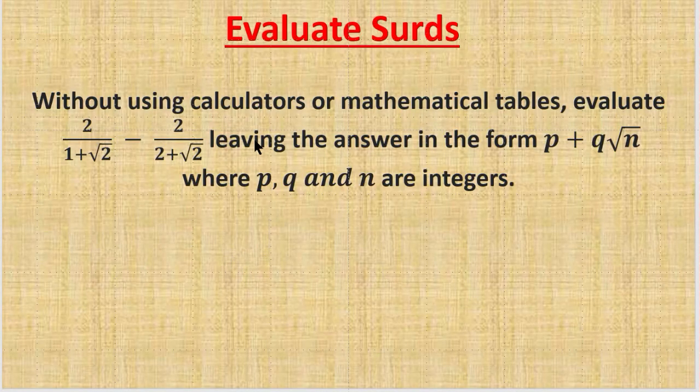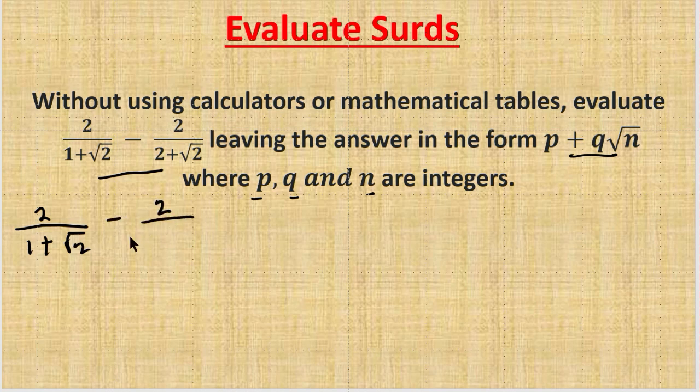Our question wants us to evaluate this expression, leaving the answer in this form. So we'll be looking for P, we'll be looking for Q, and we'll be looking for N. Now the expression says 2 all over 1 plus root 2 minus 2 all over 2 plus root 2.